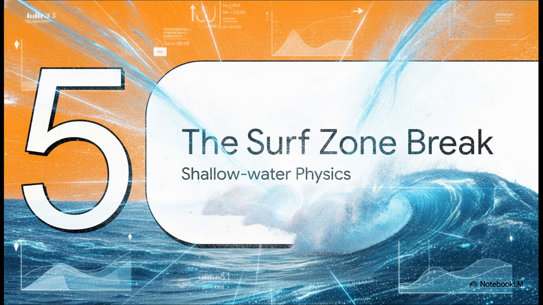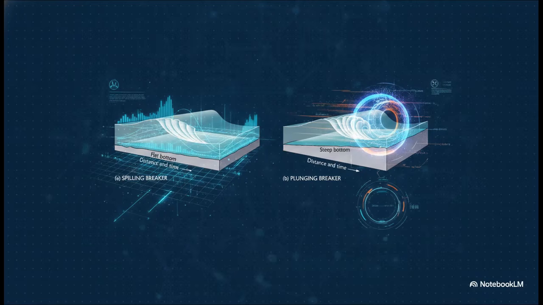Section 5, the surf zone break. The deep water physics we've been tracking so far are about to violently shift as we hit the coastline. You see, the slope of the seafloor dictates exactly how a wave will break and expend its energy. A gently sloping, flat bottom creates a spilling breaker, which causes the wave energy to just gradually spill down the front face. But a steep bottom?